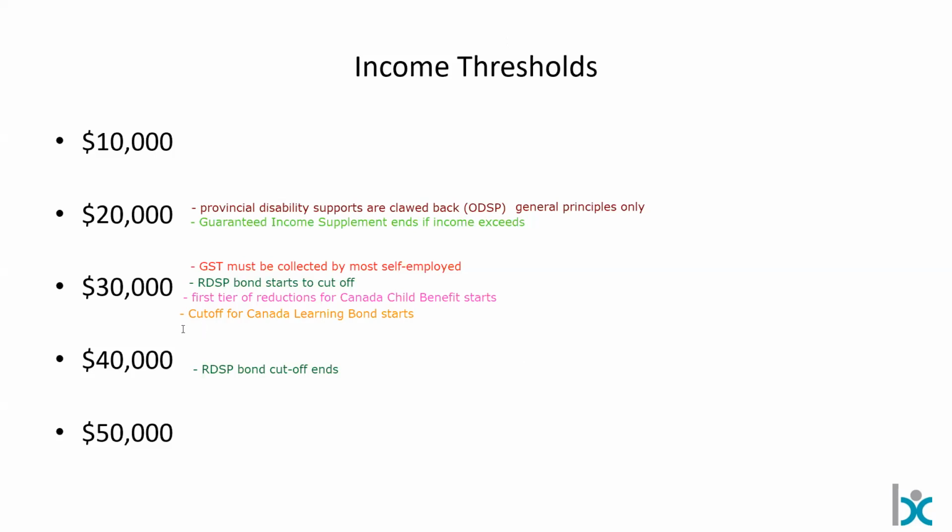GST, yeah, sorry, that 30,000. We're still clustering all this stuff around 30,000, right? See how that's just that 30,000 level is so very busy. That's where your GST credit starts to reduce, again, based on your number of kids, much like the Canada Learning Benefit, actually, or the Canada Learning Bond, sorry.